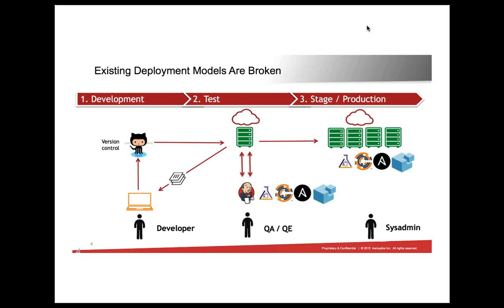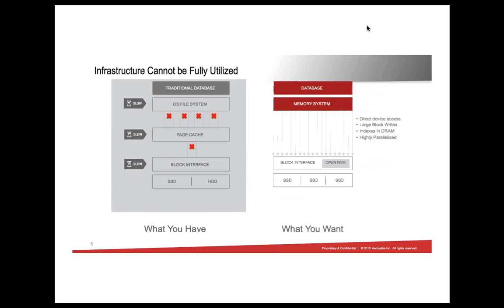So the way we deploy things is pretty broken too. And then you look at our infrastructure, and if you look at a traditional database system, you're sitting on top of an operating system, so there's an operating file system, then you've got a page cache, and then you've got a block device in order to actually get to the thing you can do a read or a write against. And you've got all of these layers of indirection.